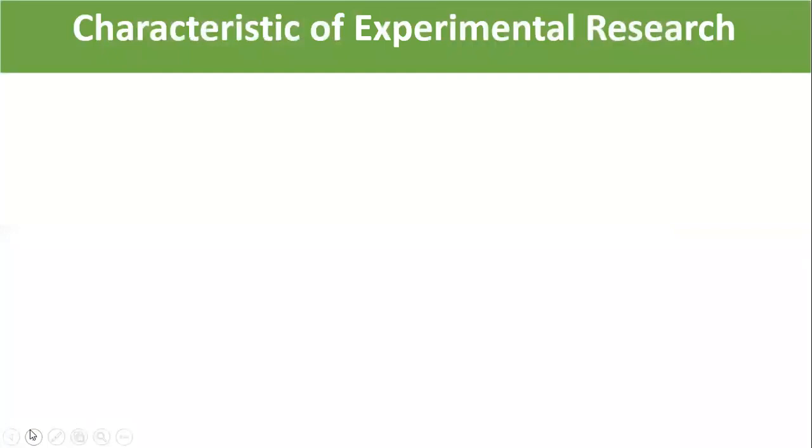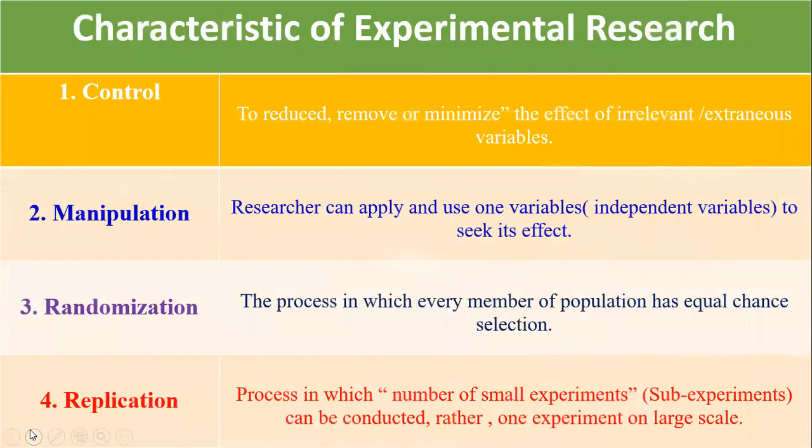There are certain characteristics of experimental research which we discuss in sequence. The first one is control: to reduce, remove, or minimize the effect of the extraneous variable. Control is that which we use to reduce, remove, minimize, or maximize the effect of the relevant or extraneous variable. For example, if a class has a teacher in control, it is the teacher's responsibility to control things like heat and light.